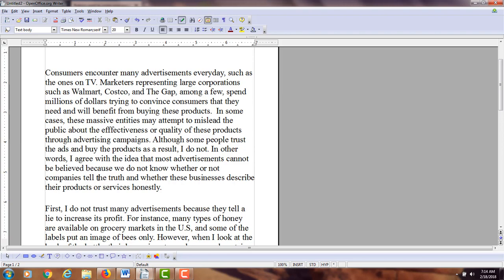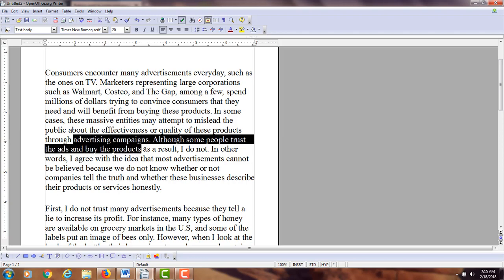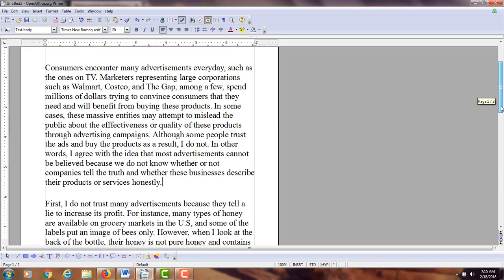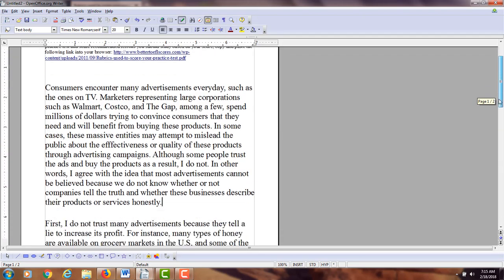So what are we doing here? I'm adding, if you notice, you're using sometimes too many pronouns. You want to be more specific with the words you're using. So I started it off with consumers. Then I use the word marketers. Then I talk about large corporations here. And again, I use consumers and then products. And to refer back to companies, I use the word massive entities. And then I talk about advertising campaigns. So the more specific you are with the language you're using, the better I think it is for your argument. So that's kind of the changes I made to your first paragraph, right?